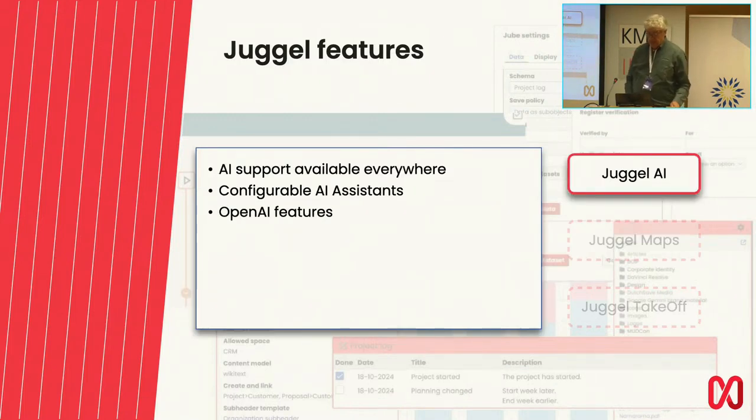AI support is everywhere. I'm going to show you that in a minute for Juggel lists. When I started Juggel, I thought, well, this is the age of AI, so it has to be integrated. It has to be everywhere.